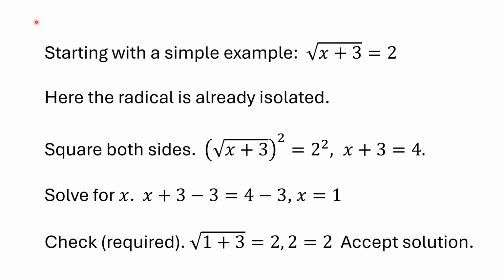So we're going to start with a simple example. The square root of x plus 3 equals 2. Here the radical is already isolated, so I'm going to square both sides. I'm going to square the square root of x plus 3, and I'm going to square the 2. So I get x plus 3 equals 4.